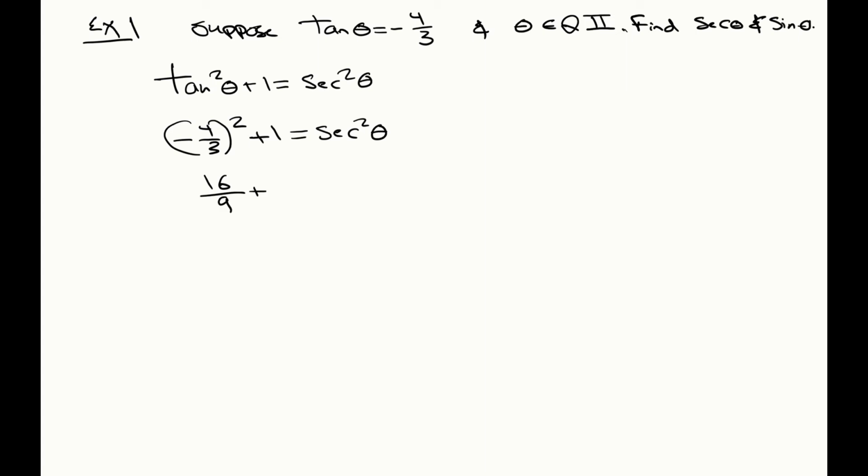So now we get 16/9 plus 1 equals secant squared theta. And of course, if we consider this 1 to be 1/1, then we can just multiply top and bottom by 9, and we end up with 25/9 equals secant squared theta.